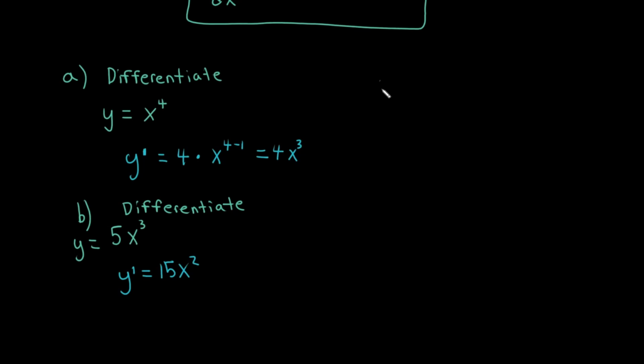Okay, let's do another one. So this time, let's differentiate a constant. Let's differentiate y equals 7. So this one is pretty easy. We say y prime is equal to, so the derivative of a constant is 0. So this is the derivative of 7. And it could be any number. It could be 5, it could be 4. As long as it's a constant, its derivative is 0.